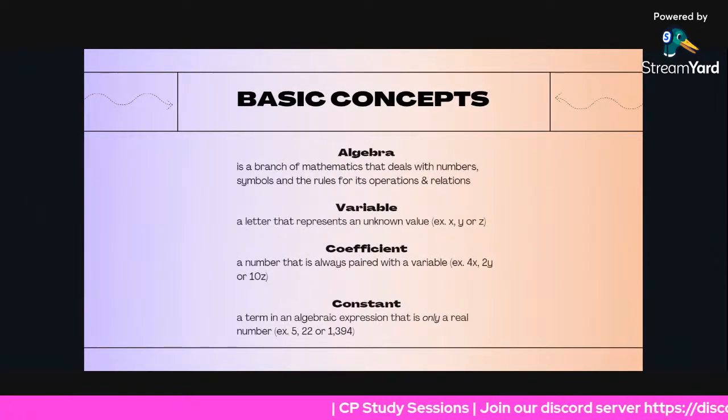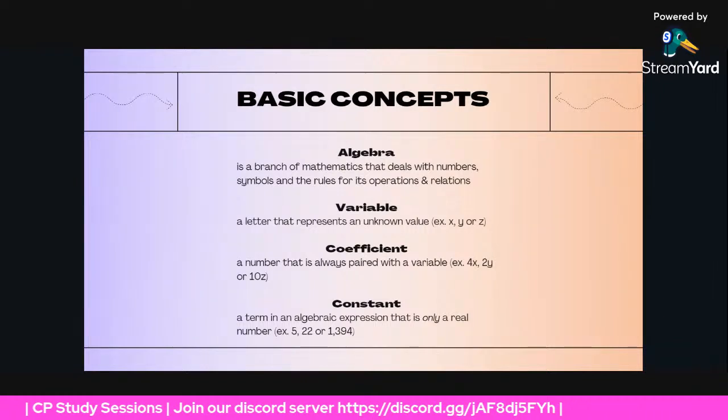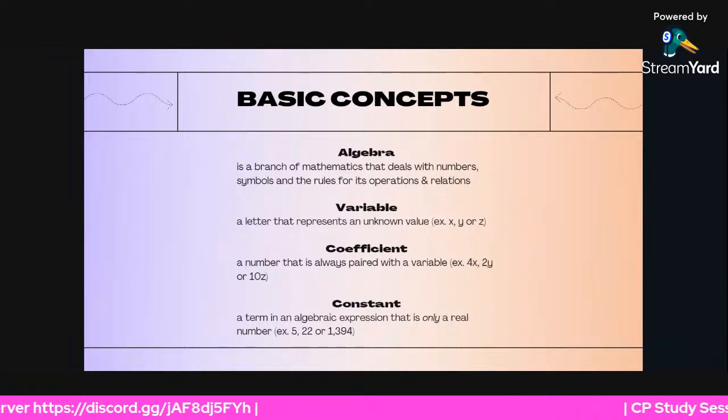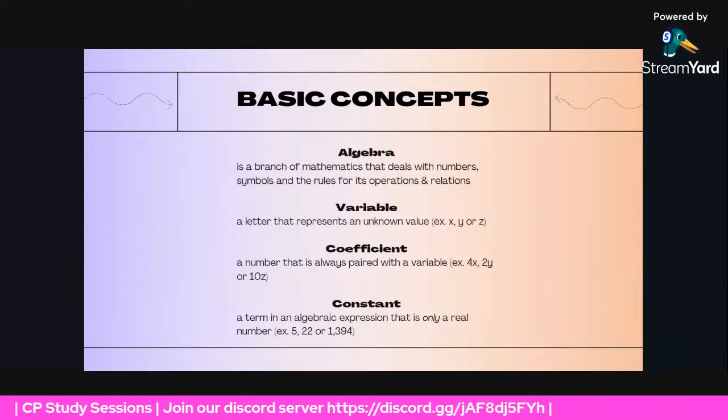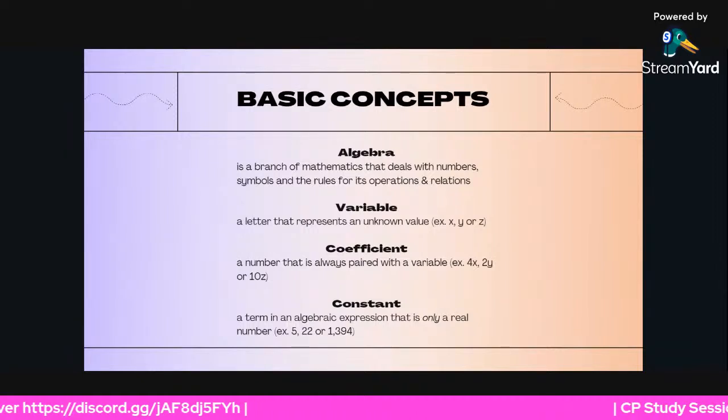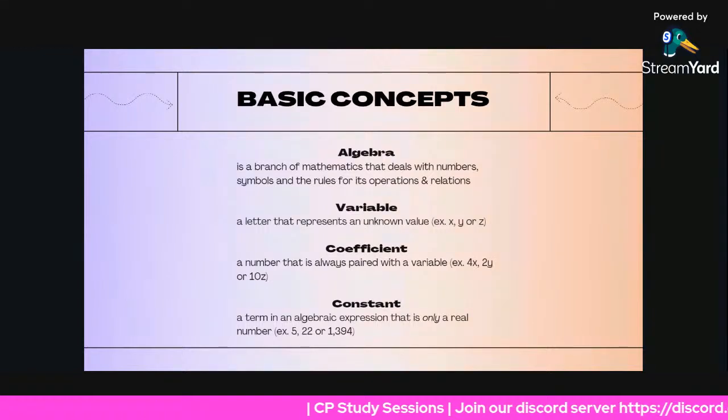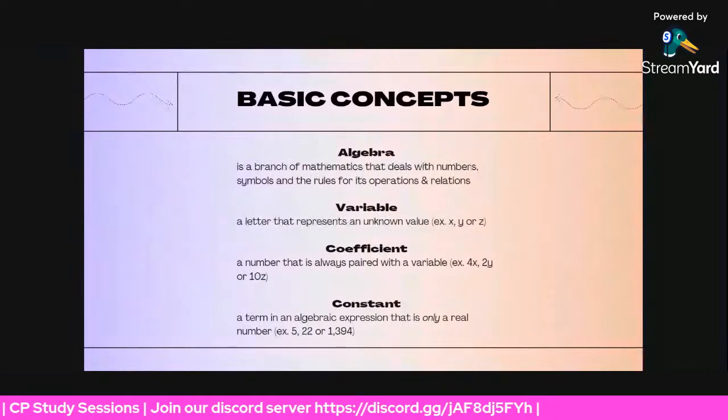So, basic concepts. Bago tayo magpunta sa pinaka-translation and simplifying, pati pagso-solve, let us first know the terms na ma-encounter natin sa algebra. So, algebra, it is a branch of mathematics that deals with numbers, symbols, and the rules for its operations and relations. Variable, a letter that represents an unknown value. Its example is X, Y, or Z. So, yung variable, it is any letter.